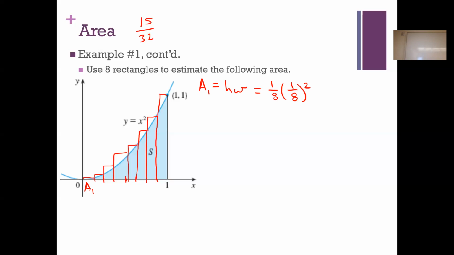If that is how I find the area of the first rectangle, what's the area of the second rectangle going to be? The one just to its right. Times (2/8) squared. 1/8. So why did one of these things change and the other one didn't?